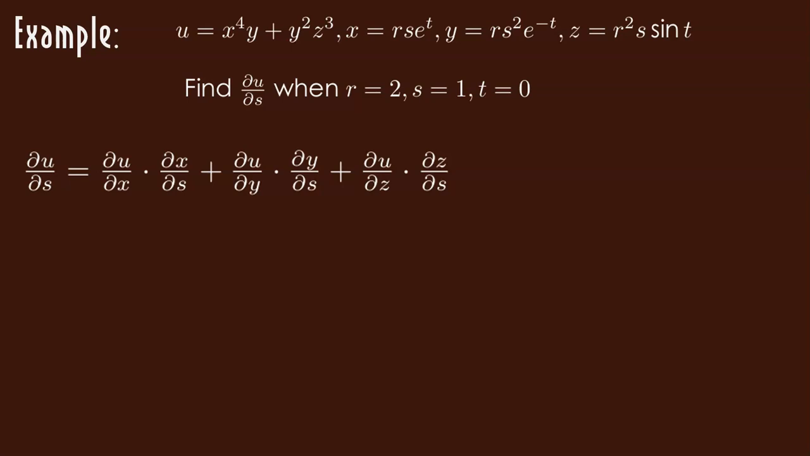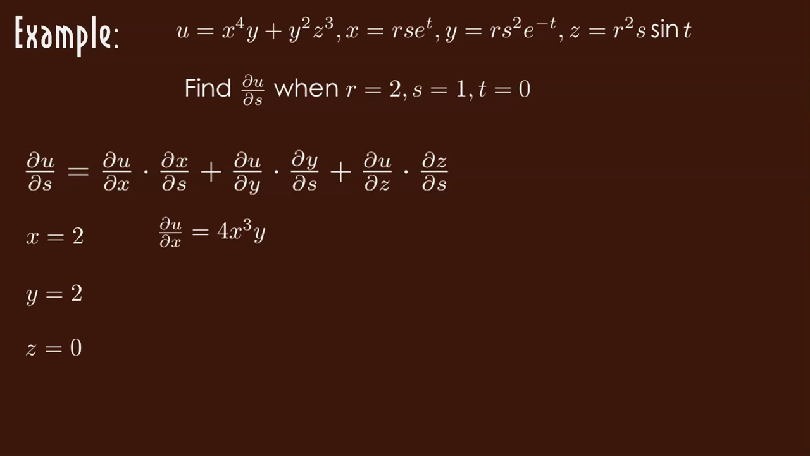Let's figure out what we can figure out. First, I need to figure out what my variables are equal to. If r is equal to 2, s is equal to 1, and t is equal to 0, I know that x will be equal to 2, y will be equal to 2, and z will be equal to 0. Okay, so now we've got x, y, and z. Let's look at my partials.